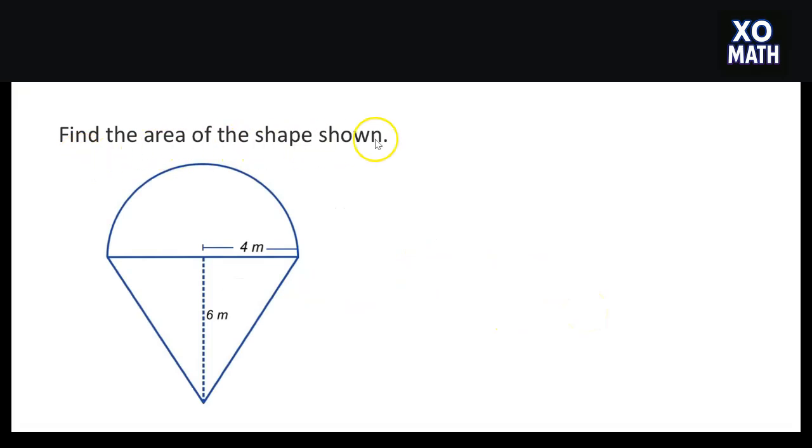Let's find the area of the shape shown. I have a semicircle that's sitting on top of a triangle. We'll start by finding the area of the semicircle. The area of a circle is pi times the radius squared, but this is a semicircle, or half a circle. So in general, my area formula is going to be 1/2 pi times the radius squared.